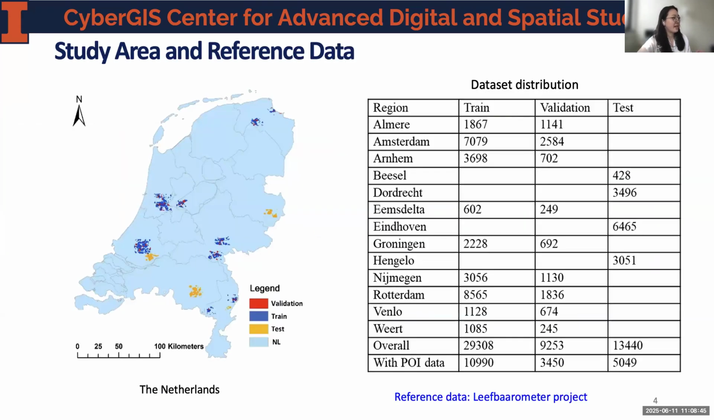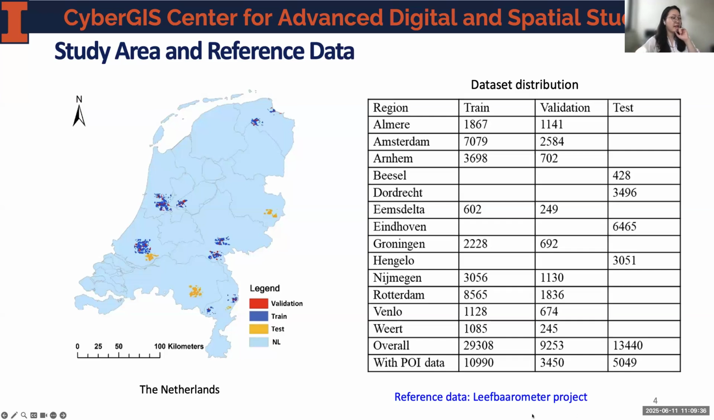Our study area lies in the Netherlands. We have selected 13 cities for training, validation, and testing. Here's the distribution of those cities. For those 3 yellow cities, we have used them for the test. And for the other 9 cities, we have used them for training and validation. In general, we have selected 29,000 samples for training, 9,000 samples for validation, and 13,000 samples for the test. We can say our data set is really big and sufficient to train the model.